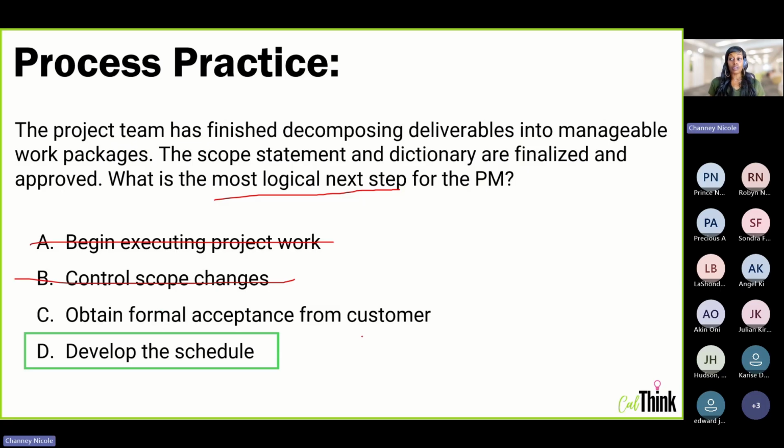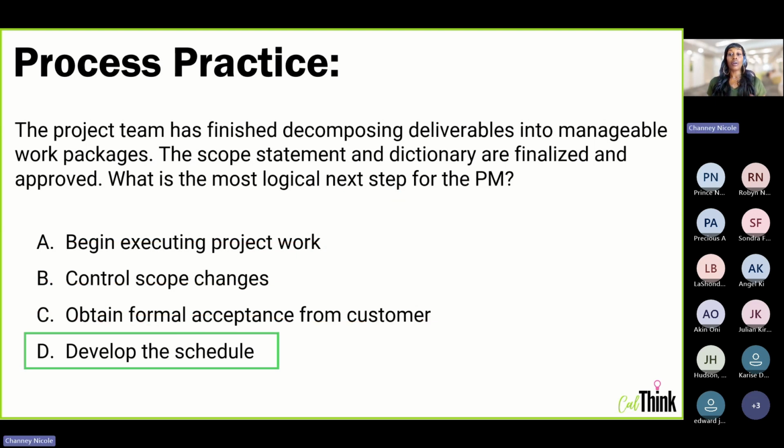Obtain formal acceptance from the customer. Well, we know that is accepted deliverables. Accepted deliverables are an output of validate scope, right? So again, it's trying to take us from planning straight over into validate scope, which is not logical in PMI's mind. So we're also going to eliminate that answer, which leaves us with develop the schedule, because again, it's the next logical process after scope planning.